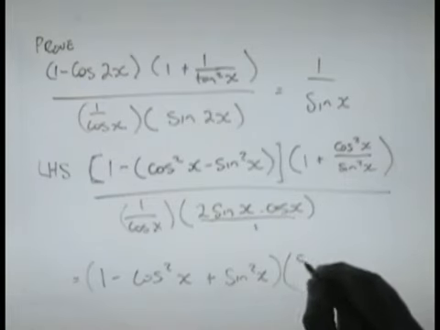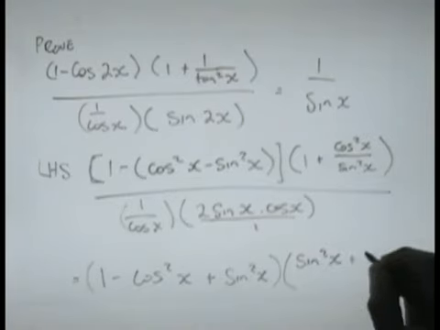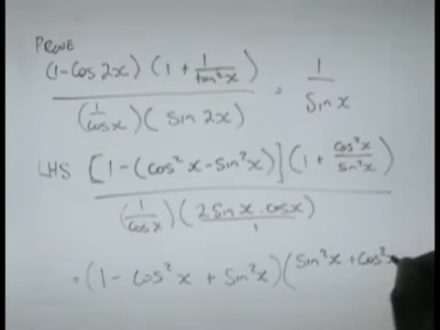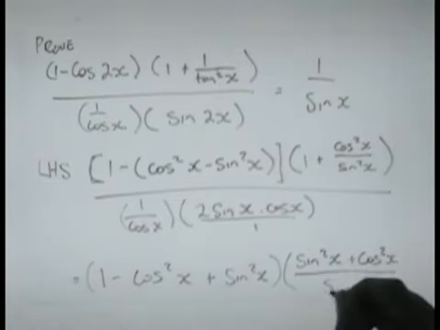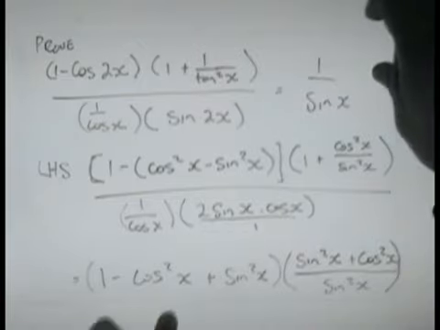Isn't 1 the same as sine squared x over sine squared x, common denominator? That means that that will read sine squared x plus cos squared x all over sine squared x, and this is our numerator.